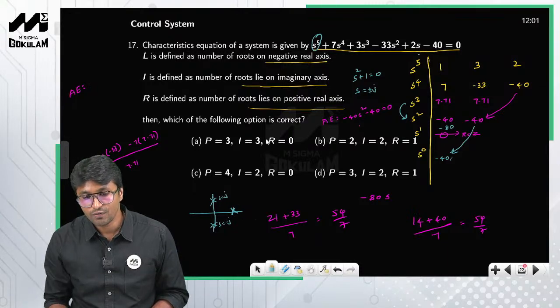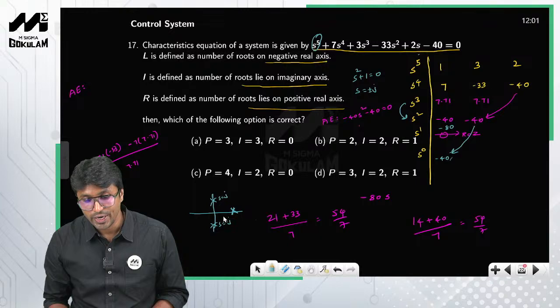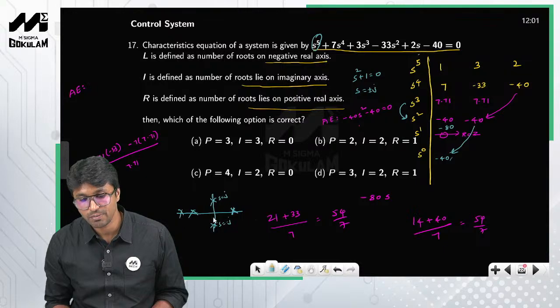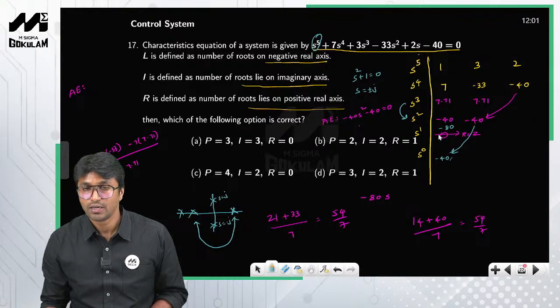So out of 5 closed loop poles, we have already located 3 closed loop poles. So obviously the remaining 2 poles should be in the left half of the S plane. And listen, these poles need not be symmetrical because the sign change is above the auxiliary equation.